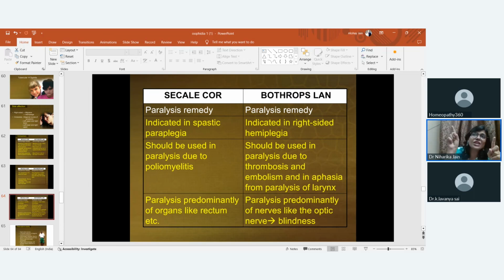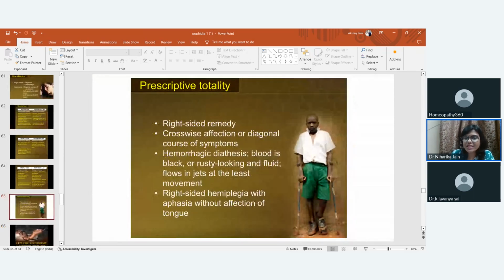Now remember your patients when they come with paralysis. You differentiate the two remedies by how it happened to your patient. Is the patient suffering from poliomyelitis, or did the patient first have thrombosis or embolism and afterwards develop this kind of hemiplegia? So you should know all the past history of your patient. Paralysis predominantly of an organ like the rectum, the remedy is Secale. Or paralysis predominantly of nerves like the optic nerve, causing blindness, you think of Bothrops. Right-sided remedy, cross-wise affections, hemorrhagic diathesis, and right-sided hemiplegia: you can think of Bothrops.